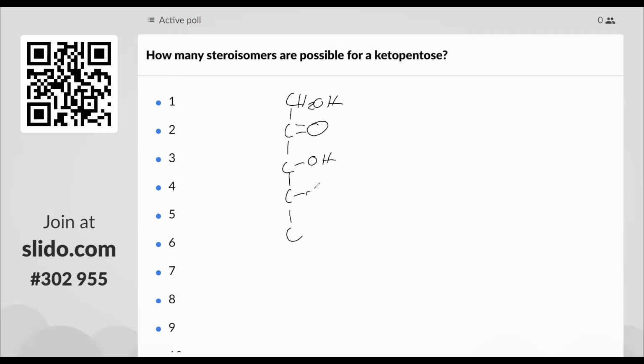And you see we have 2 chiral centers. So the possible number of stereoisomers is 2 raised to the power of chiral centers. 2 raised to the power 2 is 4.